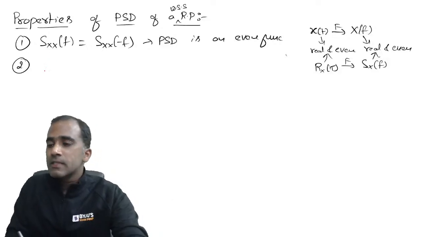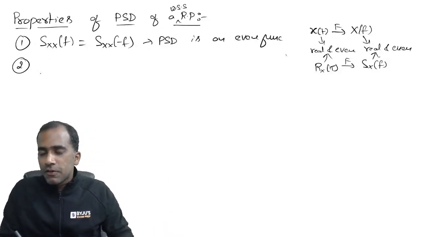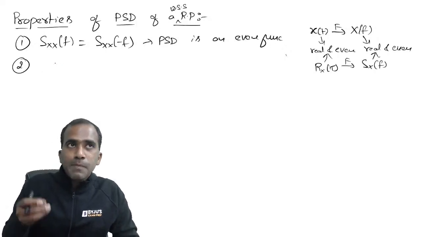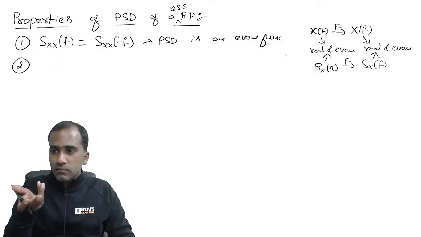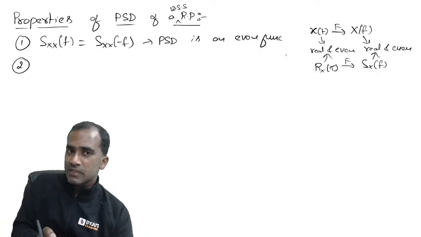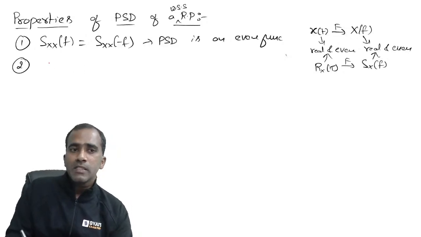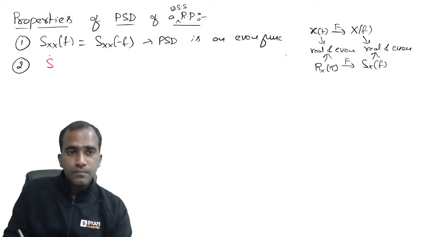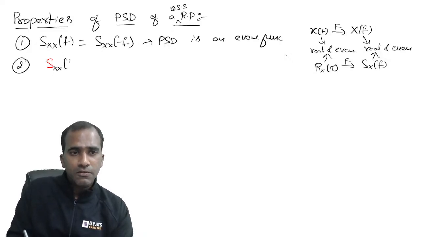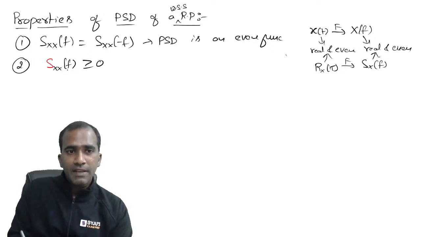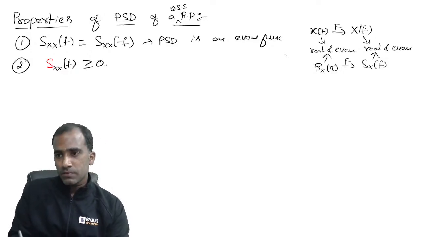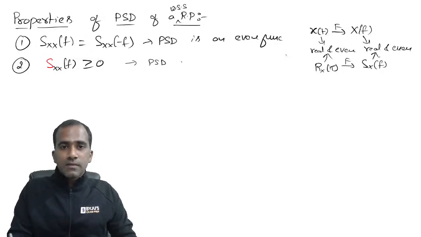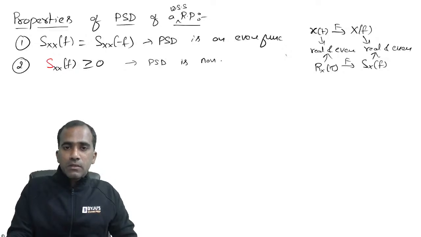Second property is the basic property of power. Power can never be negative, right? So if power can never be negative, power spectral density is the information of power only, how much power is concentrated at every frequency, that can never be negative. So which means power spectral density can never be negative. It should be a non-negative function. Sxx of f should always be greater than or equal to 0. At any frequency, it should be only positive or it can be 0. It can never be negative. PSD is non-negative at any frequency.